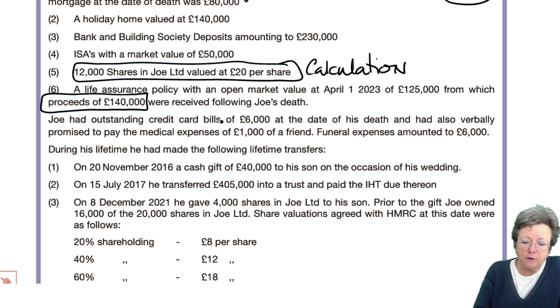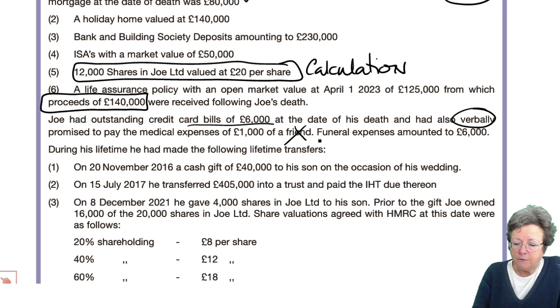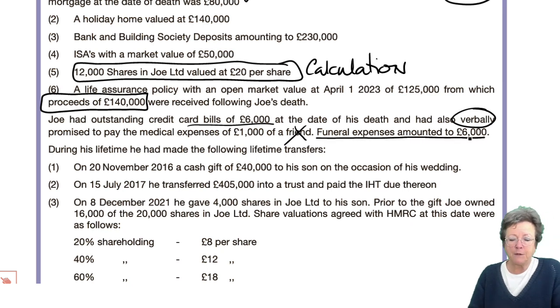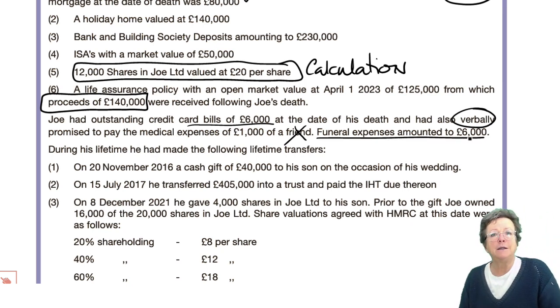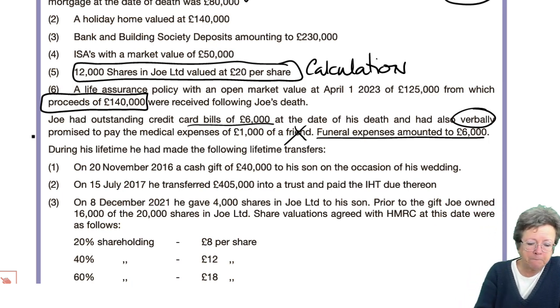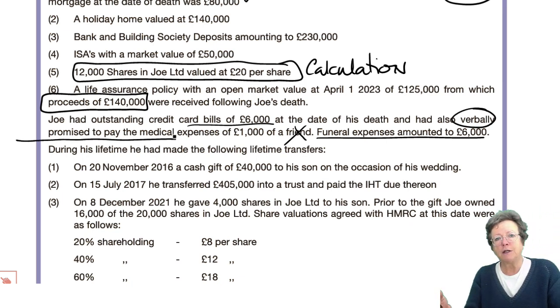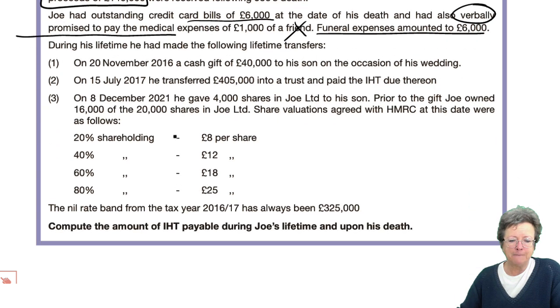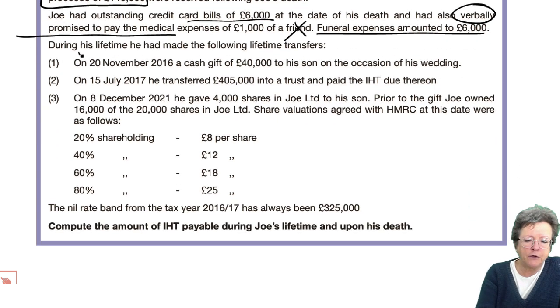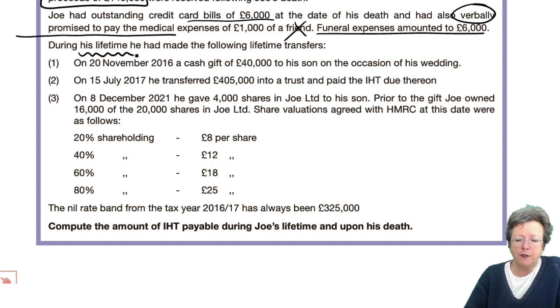He's got some credit card bills, so that's got to come off. Now, he'd verbally promised to pay those. That you can't have. Funeral expenses, yeah. If it's a verbal agreement, it's not legally establishable and therefore won't be allowed. Now, so that's the estate. So they're actually giving you stage three information before they give you the information of what's been happening in his lifetime. So lifetime transfers. Let's go through these.